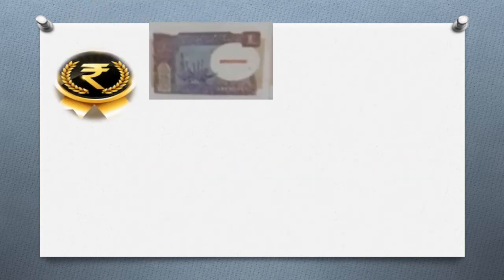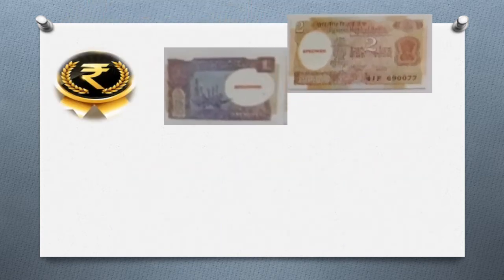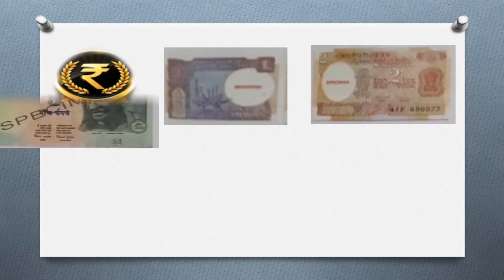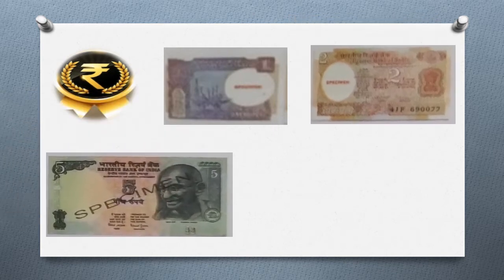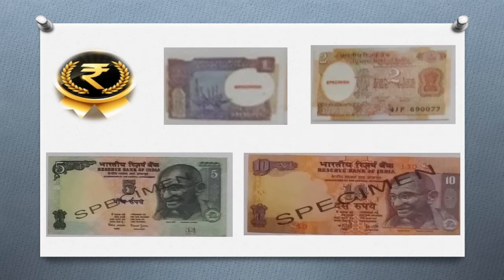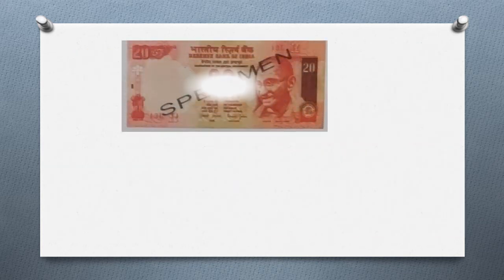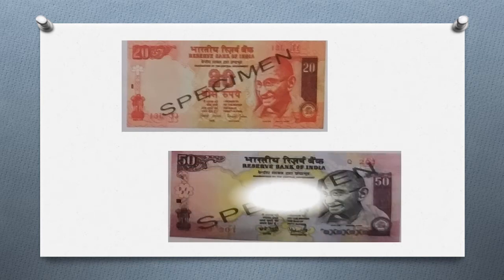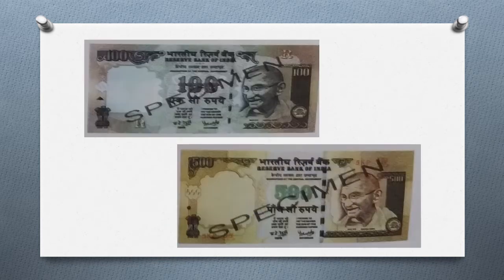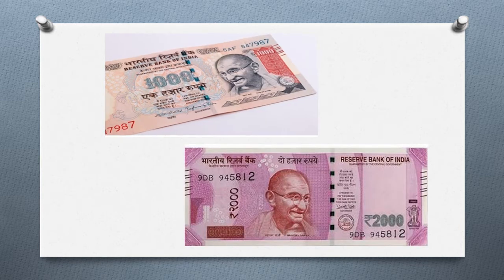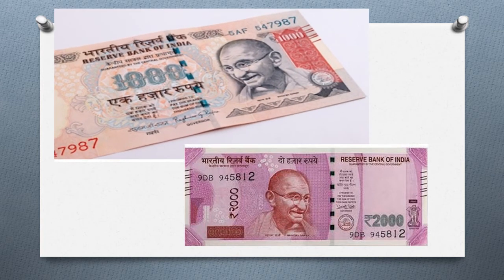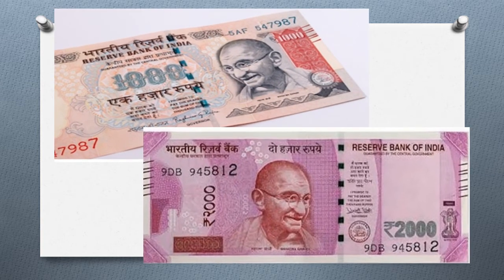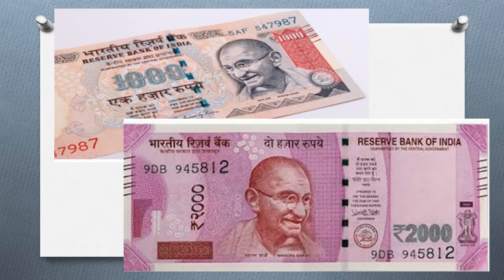See, this is a 1 rupee note and this is a 2 rupees note. This is a 5 rupees note and this is a 10 rupees note. This is a 20 rupees note and this is a 50 rupees note. The first one is a 100 rupees note and next is 500 rupees. This is a 1000 rupees note and this one is a 2000 rupees note.